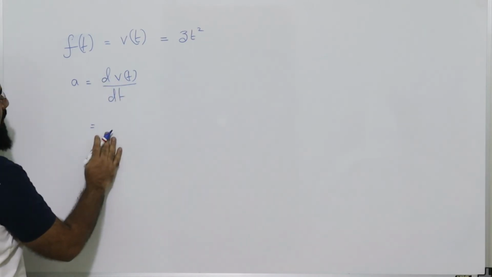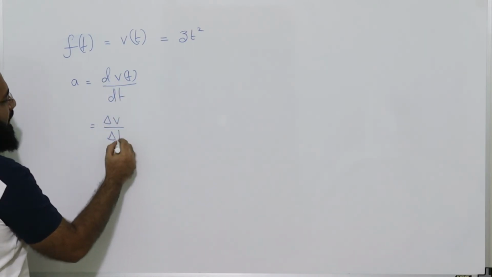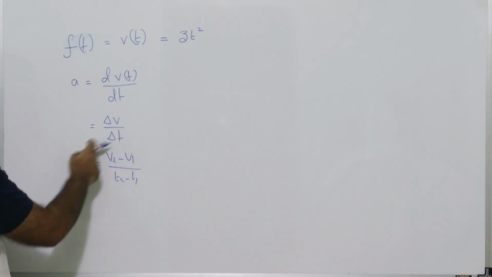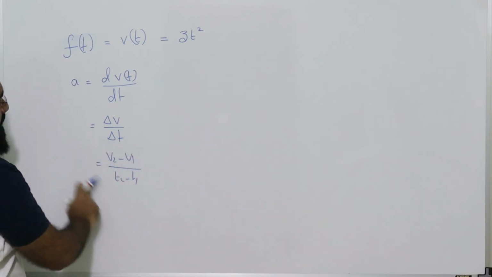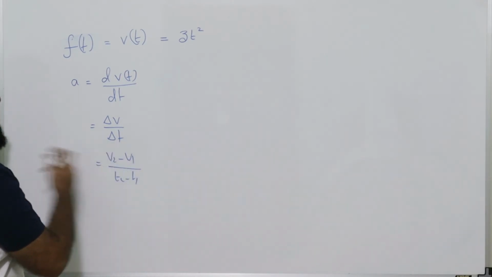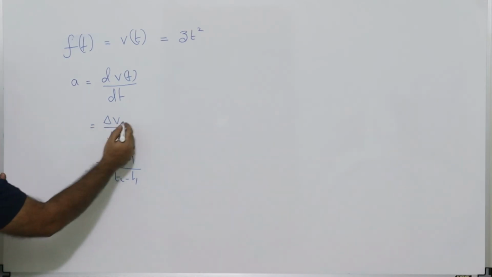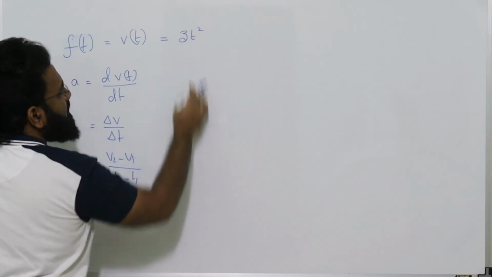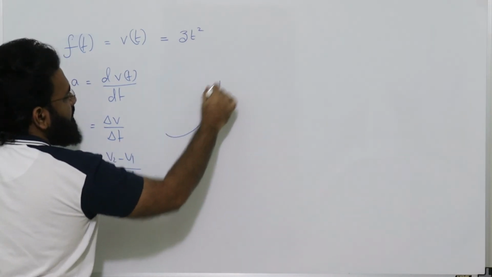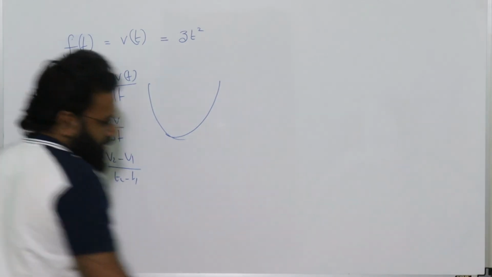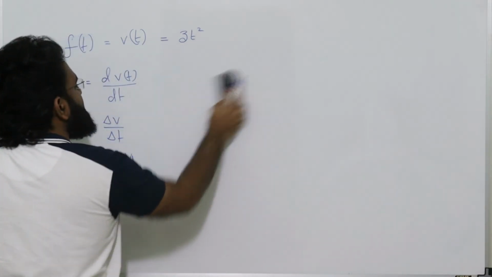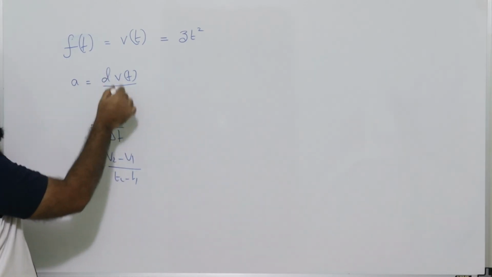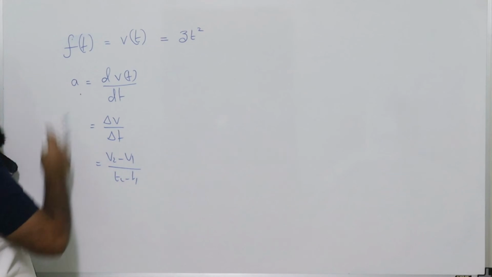This is the same as delta v by delta t, or v2 minus v1 by t2 minus t1. When they were constant values, v2 minus v1 by t2 minus t1 was easy. But now these are very short values and they have some other shape. 3t square means it will have these kinds of shapes. So when the shape changes, we cannot directly find the slope. By finding the rate of change of velocity, we will be finding acceleration.